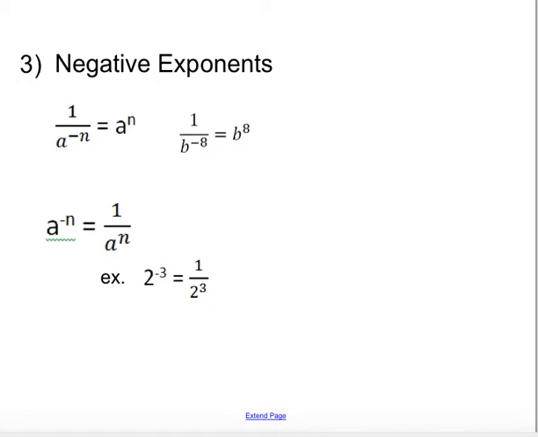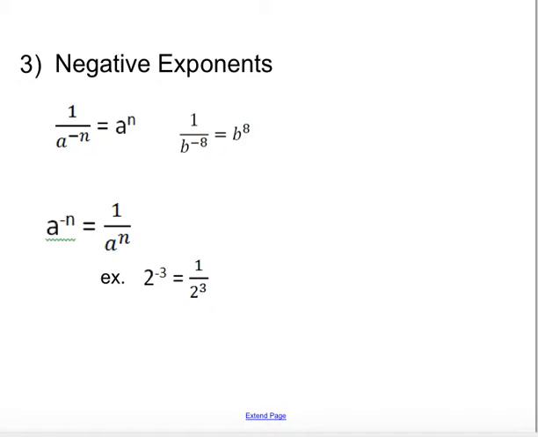Negative exponents. In math, we cannot leave our answer with a negative exponent in it, so it's always written in terms of positive exponents. So if you've got 1 over a to the negative n power, it's equal to a to the nth power. So you're going to flip the negative to the inverse side of the equation there, and then it becomes a positive. So, and we'll do some examples here in just shortly.